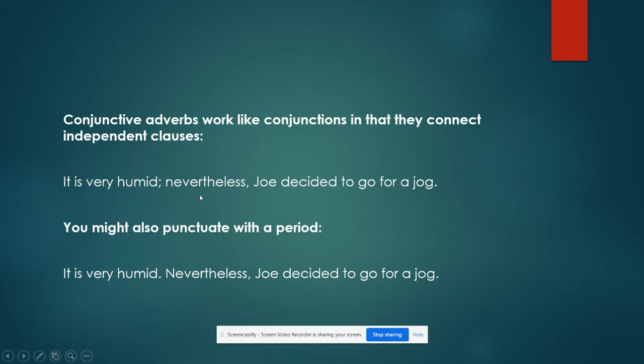Then we have the conjunctive adverb, and then we have the comma. But you could keep this same structure and move the word nevertheless around, since it works like an adverb. So you could say it is very humid, semicolon, Joe, comma, nevertheless, comma, decided to go for a jog. So that you've got some stylistic options. You might also want to put a period here and then introduce the next sentence with the conjunctive adverb. It still is serving to link these two thoughts semantically.